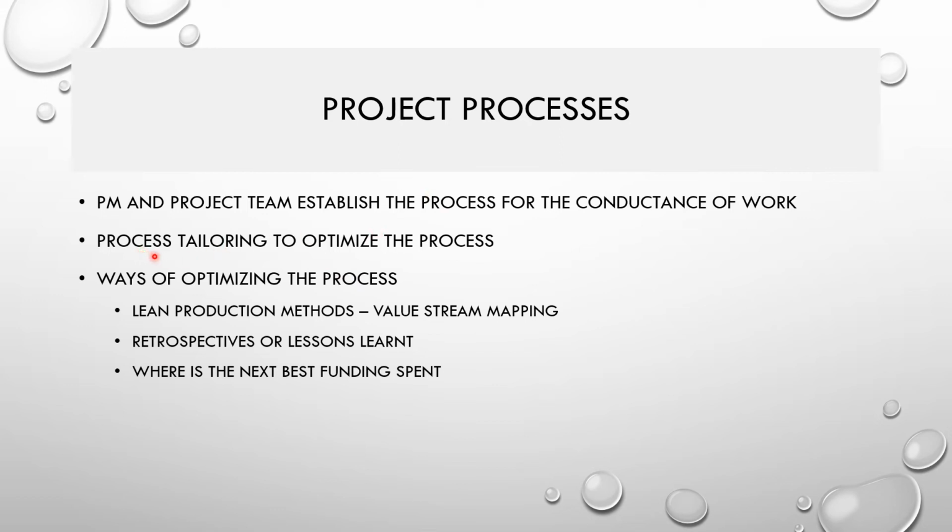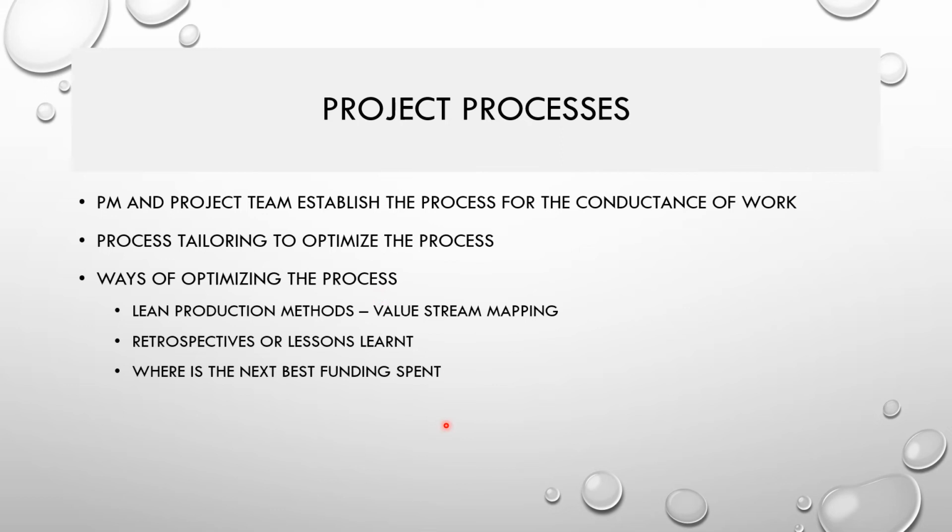The second step is process tailoring to optimize the process. So every project is unique. You need to go for process tailoring. Say some regulatory projects you need to go for more rigorous reviews. Some smaller projects you may not even review. Some projects you need a lot of automation. You can tailor your processes according to the project and environment.